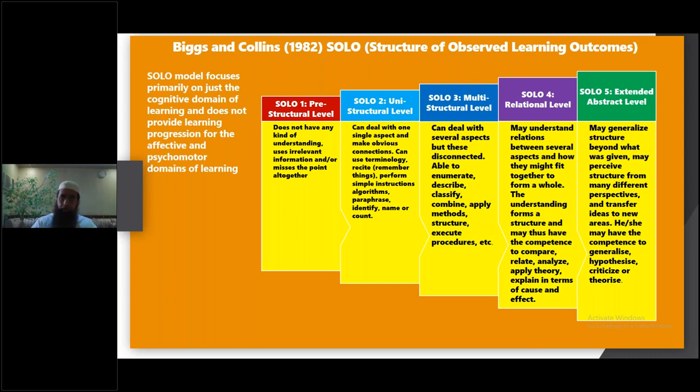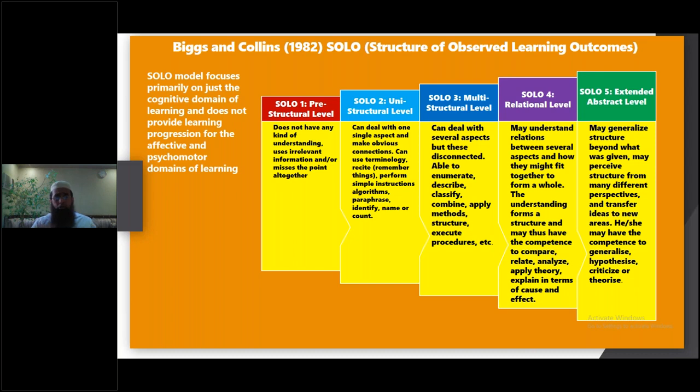And when you go to the extended abstract level, they can generalize structure beyond what was given, may perceive structure from many different perspectives, they can hypothesize, generalize, criticize, etc. But the weakness of this model is it just focuses on the cognitive domain. And when we look into affective and psychomotor domains, it doesn't provide progression in those domains.